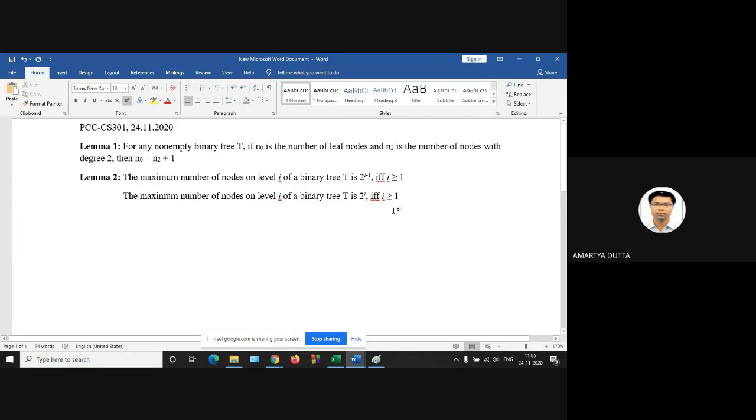These are very important theorems or lemmas. These two forms are very important for your exam purpose. Either you are given that I is greater than or equal to 1, then the formula is 2 to the power I minus 1. Otherwise, if I is greater than or equal to 0, then the formula is 2 to the power I. Is it clear?